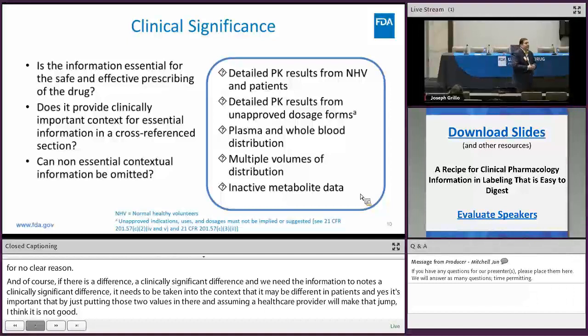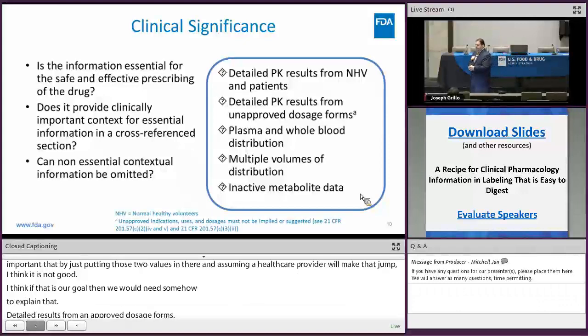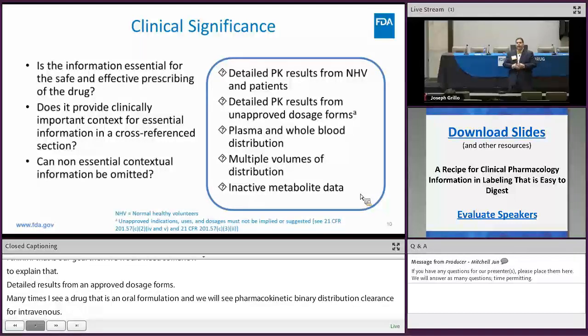Detailed results from unapproved dosage forms. Many times I'll see a drug that is an oral formulation, and then we'll see pharmacokinetic parameters such as volume of distribution, clearance from intravenous data. And me being a clinical pharmacologist, I know that that information is incorrect because we should be using apparent clearance because it's related to the bioavailability of the drug. But for the healthcare provider who may not be a clinical pharmacologist, they don't know that that's not the right number for this formulation.